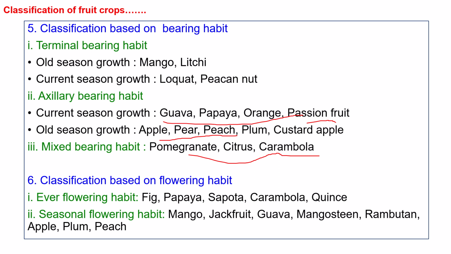Then classification based on flowering habit. Ever flowering, or there will be always flowering, like papaya, sapota, then passion fruit also. Then seasonal flowering habit, like it flowers during a particular season, only after a particular amount of temperature or rain. After they receive that, they start flowering: mango, jackfruit, guava, mangosteen, rambutan, etc.